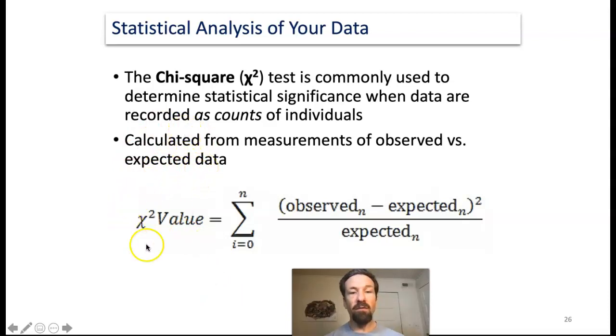So here's the formula, and we'll look at this on the next slide. What you can see is that before we can apply the formula to calculate a chi-squared value, we need to know the number of observations in each category, as well as the number of individuals we would expect in each category under the null hypothesis.